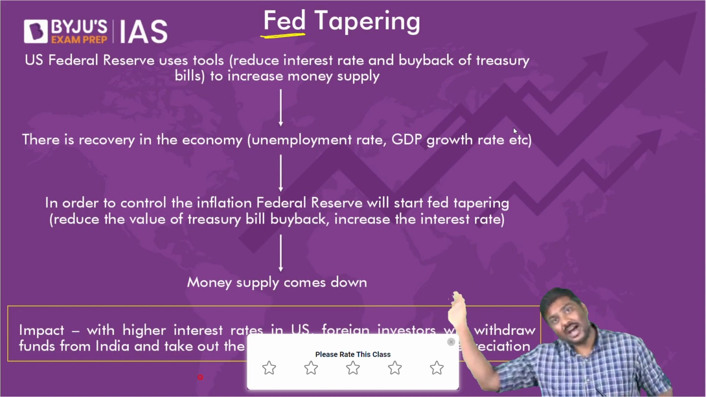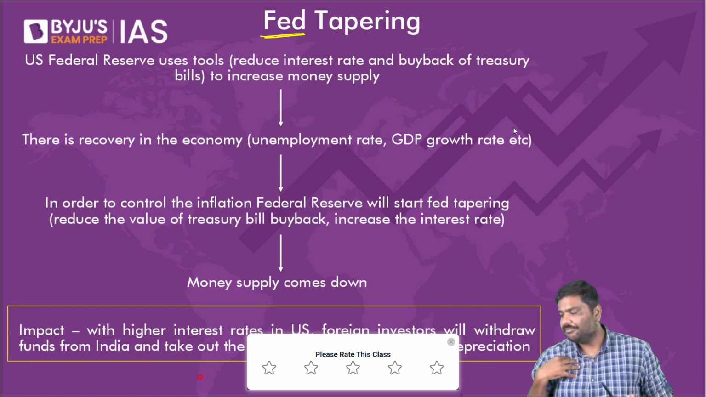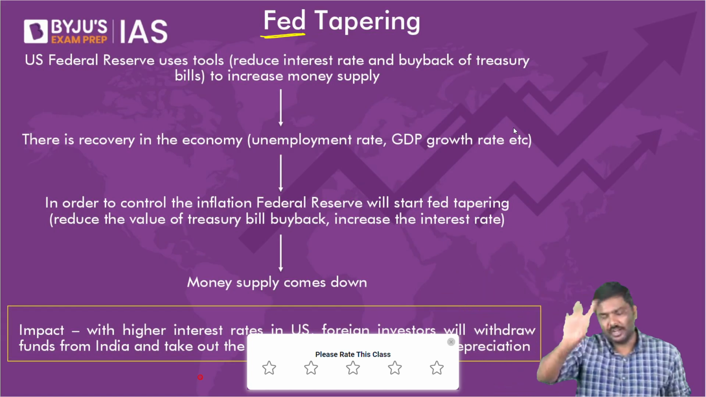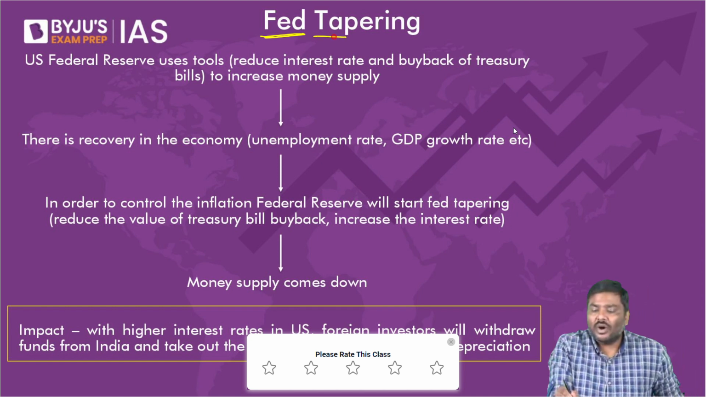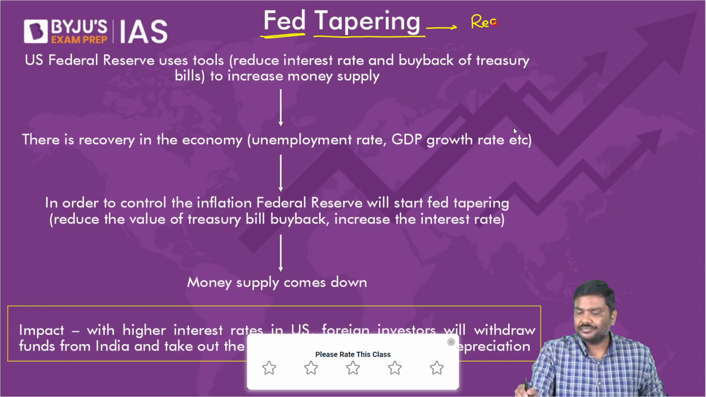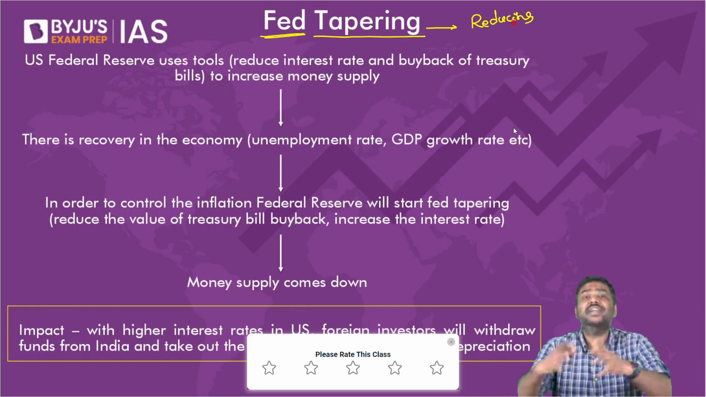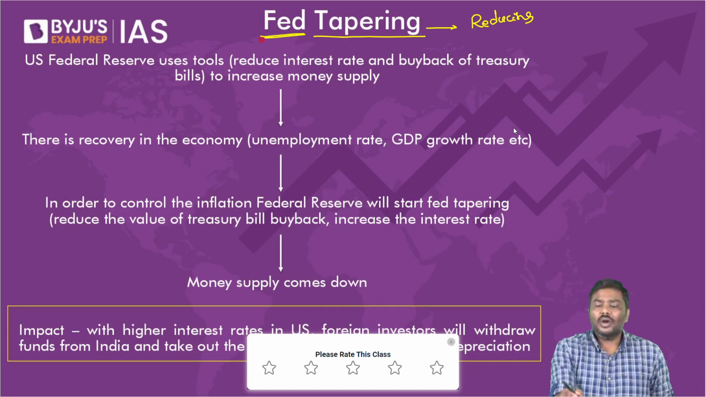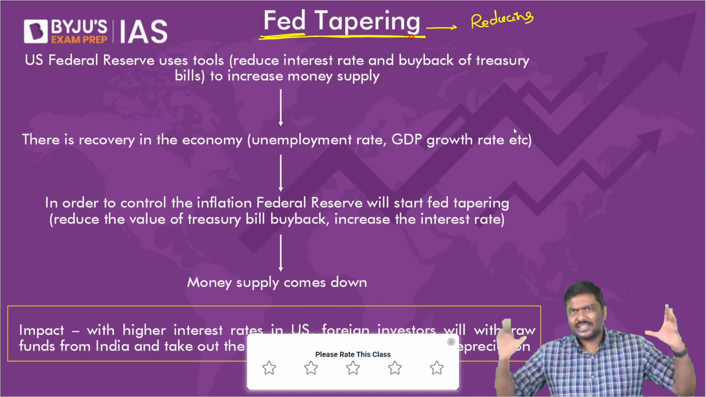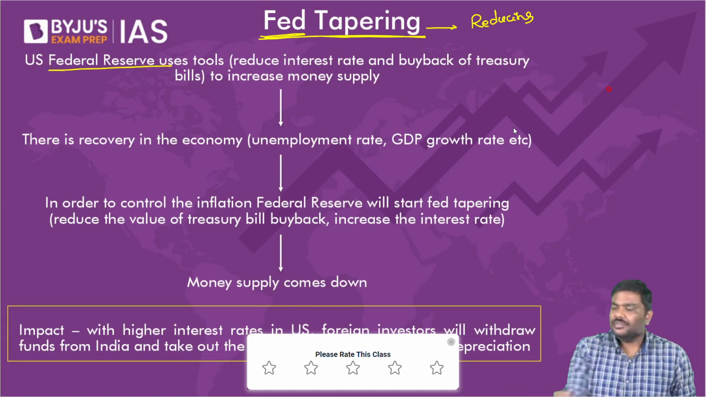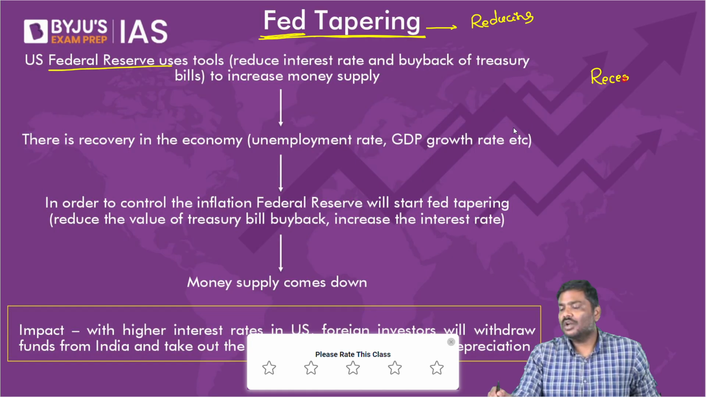Fed tapering. Point number 1. What is this Fed here? Fed is the central bank of USA. Federal Reserve is equivalent to RBI. RBI is the central banker in India. In the same way, we have Federal Reserve in USA. Point number 2, what do you mean by the term tapering? Tapering simply means reducing, narrowing, constricting. Point number 2, what is the Fed tapering then? Why is it done? Let's start.